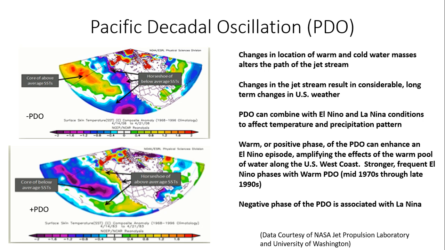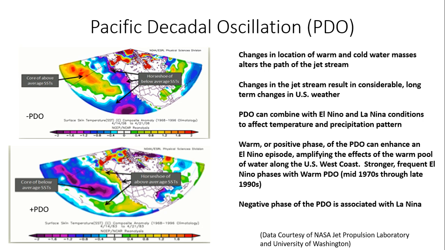Now the PDO can combine with El Nino and La Nina conditions to affect the temperature and precipitation patterns. For example, a warm or positive phase of the PDO can enhance an El Nino episode. So we have the warm phase of ENSO, the El Nino, in conjunction with the warm positive phase of PDO. They work together in the same direction, known as constructive interference.